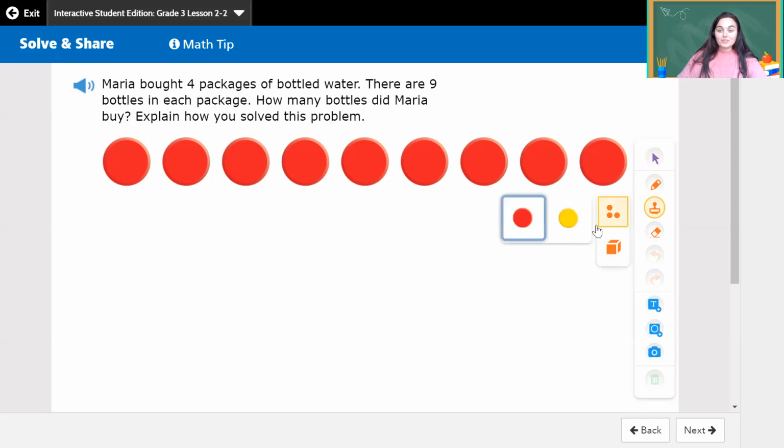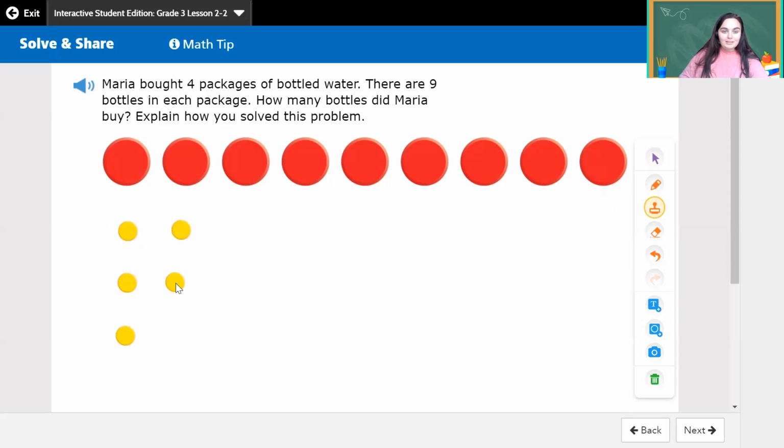Now, I'm going to use a different color than they did, just so that way I can keep straight what color mine are versus what theirs are. But let's go ahead and add to this array. So they already have one group of 9. We know that we're going to need a total of 3 more groups, right? Because there's a total of 4 packages. So I'll start those first 3 ones, because now there's going to be 4 packages.